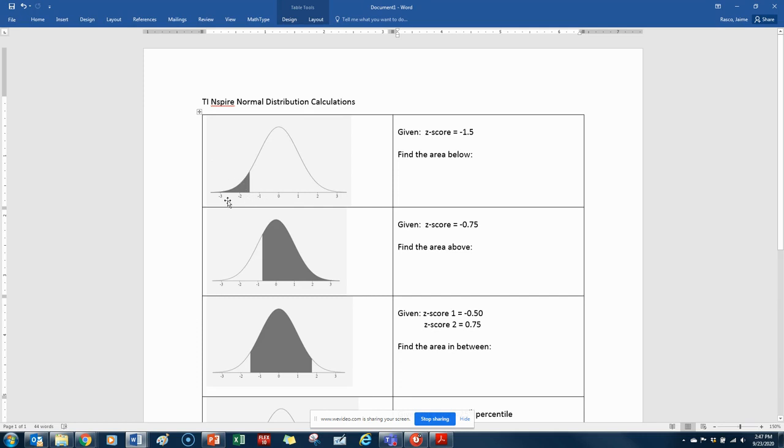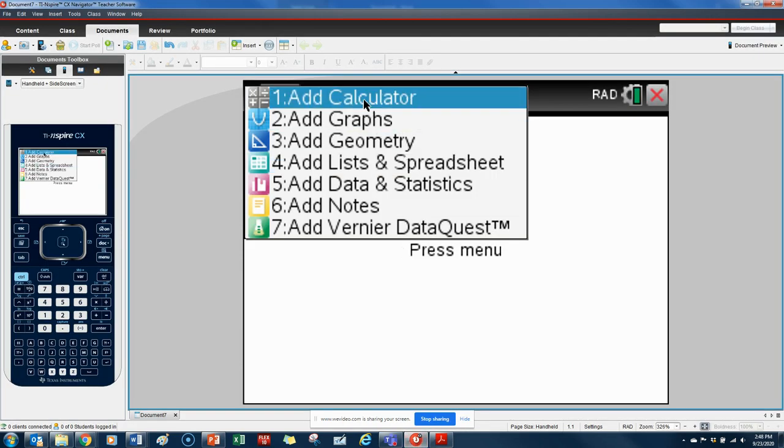Okay, I just want you to take note that the boundary of the shaded region is from negative infinity up to negative 1.5. Okay, then let's pull out our calculator.